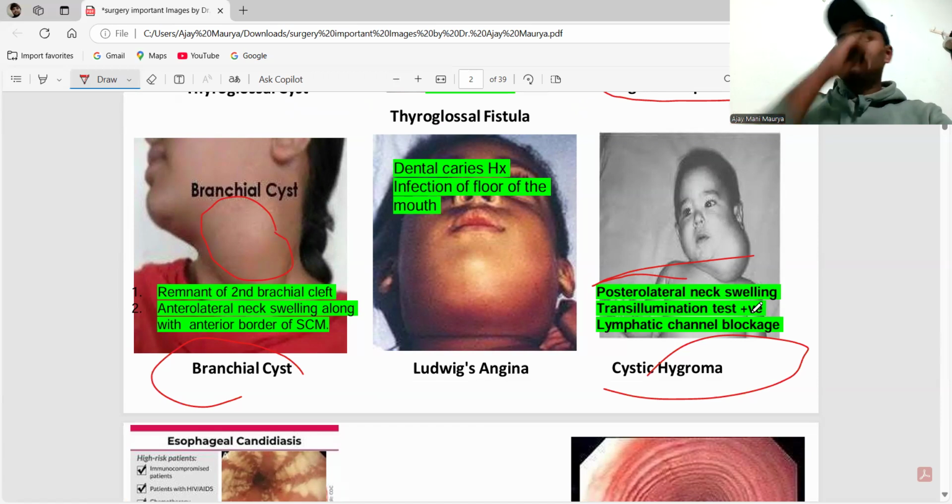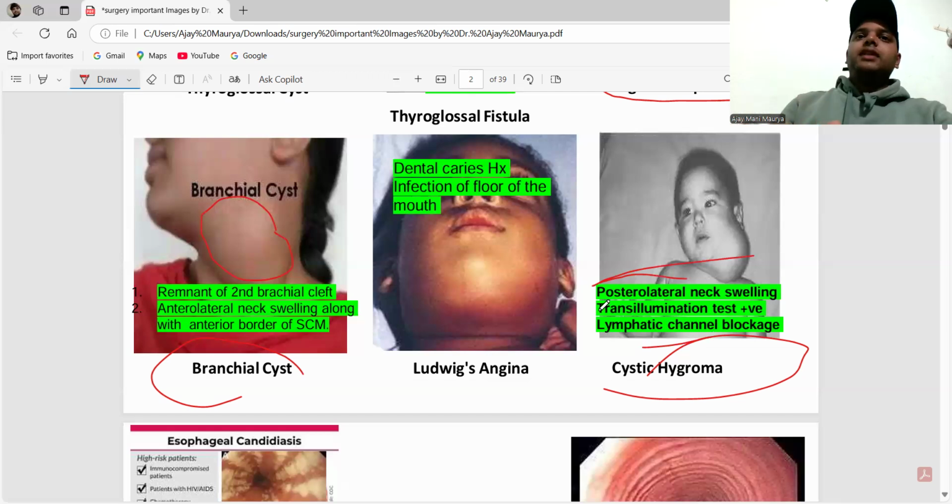Transillumination test positive. Can you tell me, in surgery, in which cases you will see a positive transillumination test? Just comment in the comment section, guys. This is due to lymphatic channel blockage.